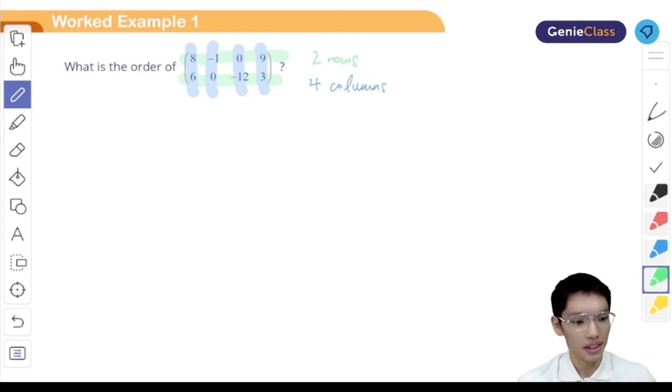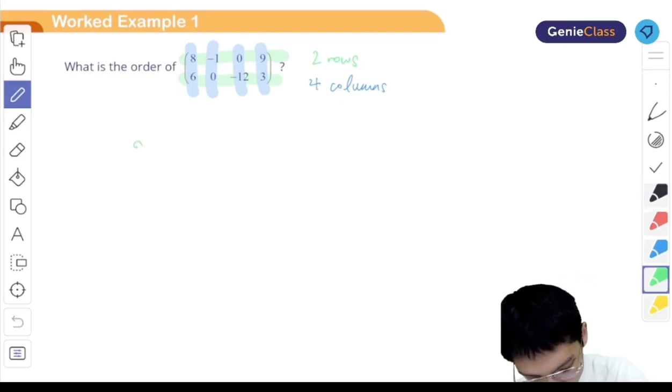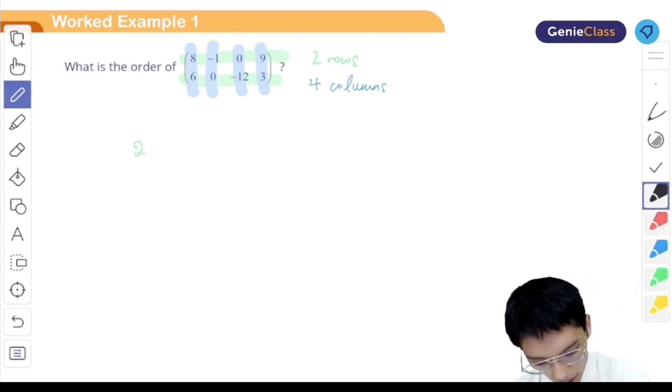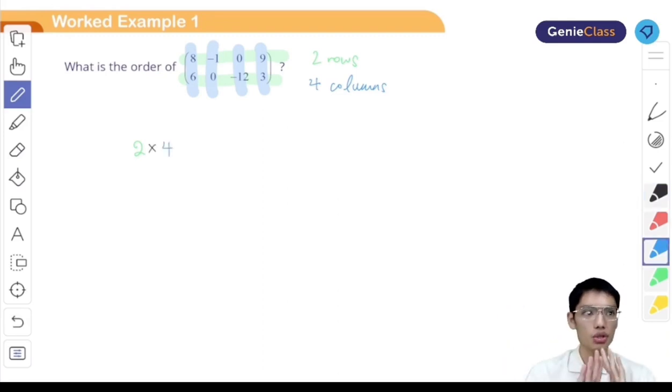All right, very good. Okay, I'm seeing a response over here. So we realize the order of this matrix is none other than 2 times 4. That's it. Don't say 8. The order is not 8. It's just 2 by 4. Okay, do not write 8.